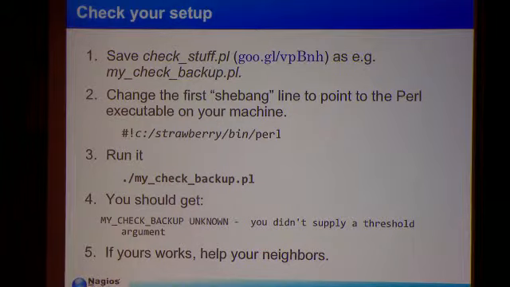Okay, anybody need more time? Good. Okay, so we'll save this sample script, check_stuff.pl, as our check_backup.pl. Change the shebang line to refer to wherever our Perl is. And if we run it with no arguments, we should get unknown. Well, yeah, because it requires a threshold argument.